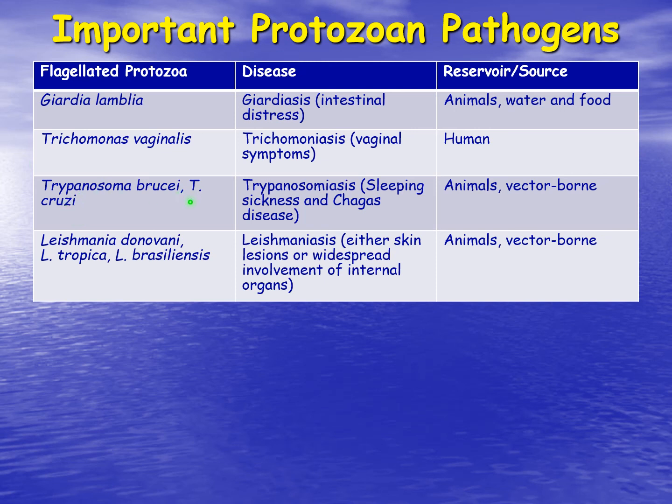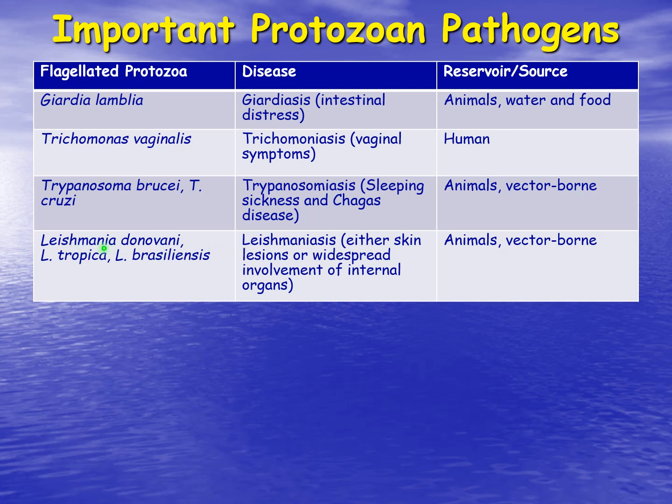Trypanosoma brucei and Trypanosoma cruzi cause trypanosomiasis. Trypanosoma brucei causes sleeping sickness, or African sleeping sickness, while Trypanosoma cruzi causes Chagas's disease. These both are vector-borne by insects.